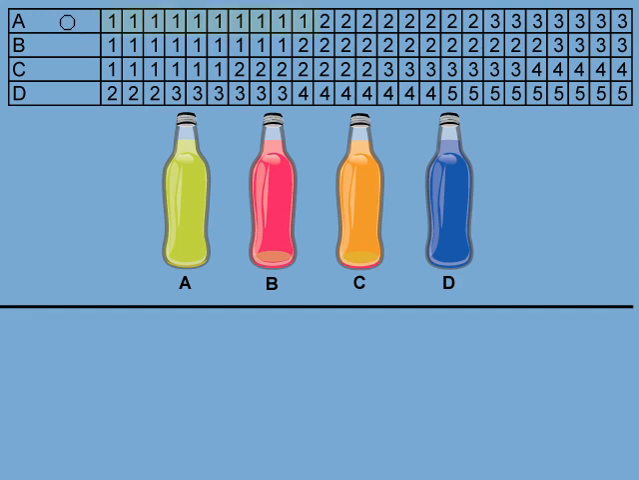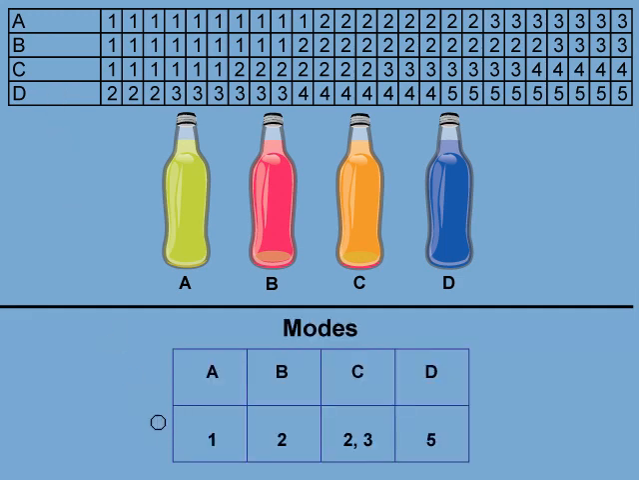For flavor A, there are more 1 ratings than anything else, so 1 is the mode. For flavor B, there are more 2 ratings than anything else, so 2 is the mode. For flavor C, there are an equal number of 2 and 3 ratings, and this is an example of a dataset having more than 1 mode. For flavor D, there are more 5 ratings than anything else, so 5 is the mode. This table summarizes the modes for each of the 4 flavors. You can easily see that the highest rated flavor was D. You can also see that the other measures of central tendency would not be useful in this situation.